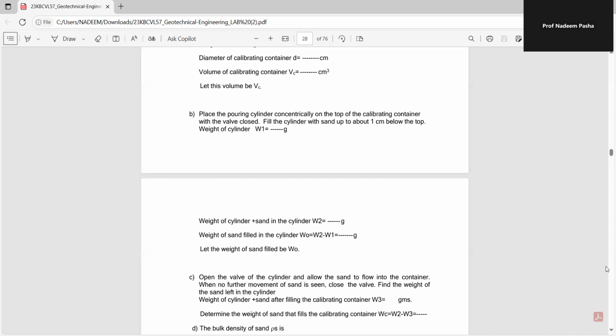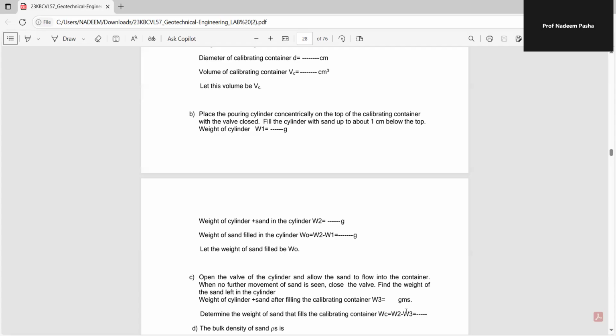The weight of the cylinder is W1 grams. Weight of cylinder plus sand in the cylinder is W2 grams. Weight of sand filled in the cylinder W naught is equal to W2 minus W1. Let the weight of sand be W naught. Open the valve of the cylinder and allow the sand to flow into the container. When no further movement of sand is seen, close the valve.